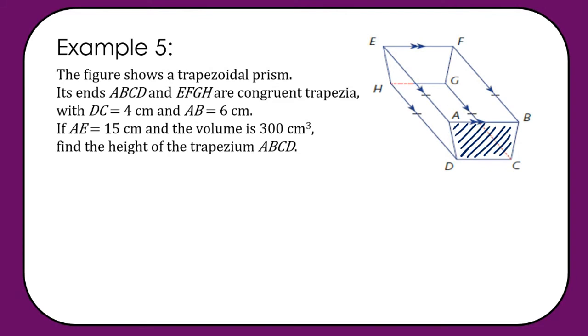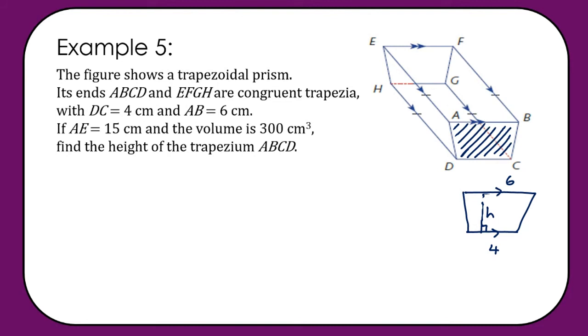So if we think about that trapezium, let me just draw that out. To find the area of a trapezium, we need the two parallel lengths, which in this case the question tells us AB is 6 and DC is 4, and we also need the height. Now the height is what's unknown in this question.